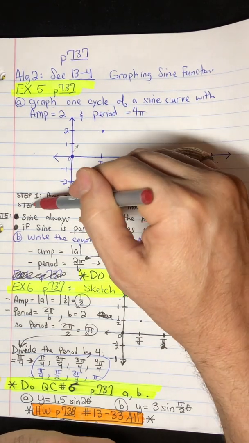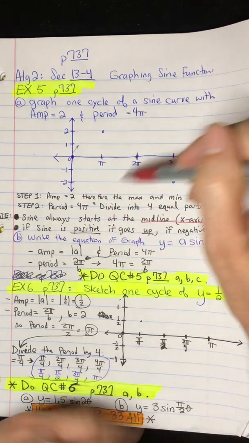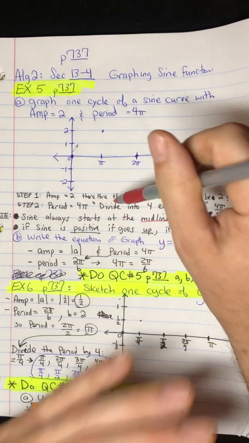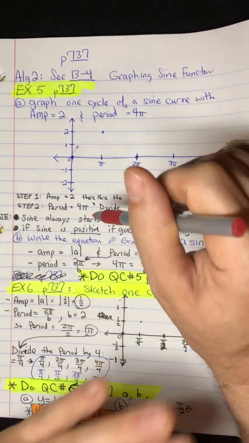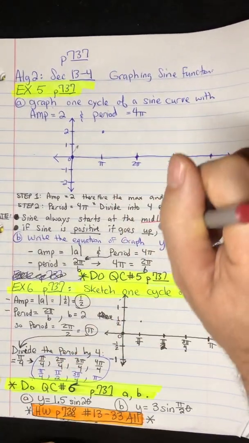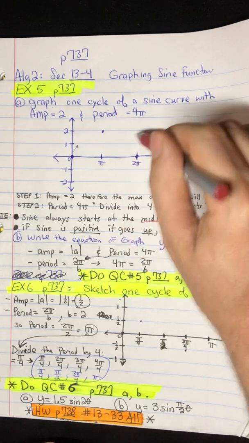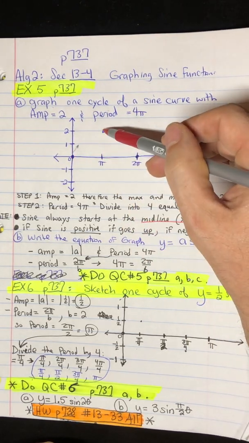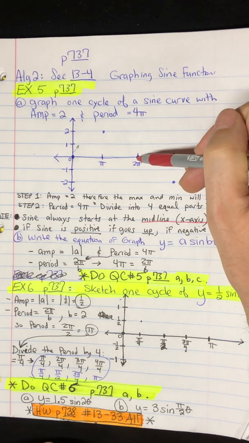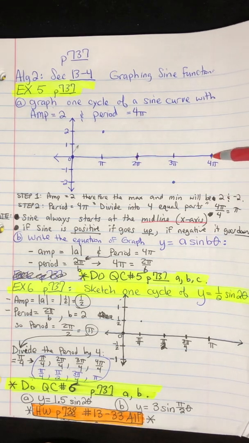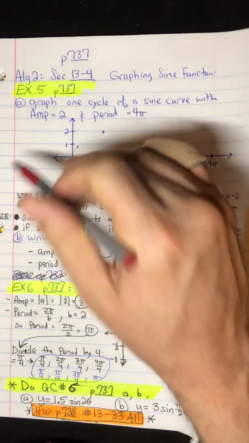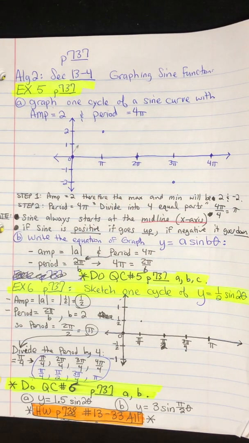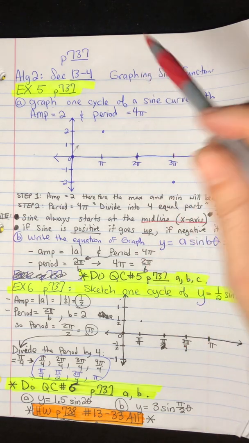Well, step 1 says the amplitude is 2. We already got that. Step 2 says the period is 4 pi. When we know what the period is, we're always going to divide it by 4. Always divide the period into 4 equal parts. Again, you start at the midline. There's going to be a maximum, midline again, minimum, and then back to the midline again. The midline, in this case, is the x-axis. It's almost always the x-axis until we get into later sections.